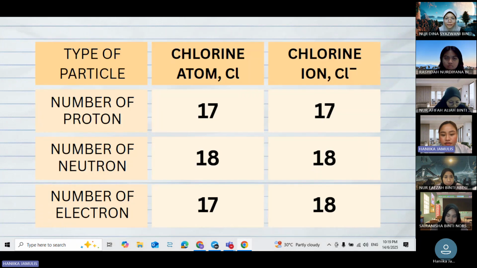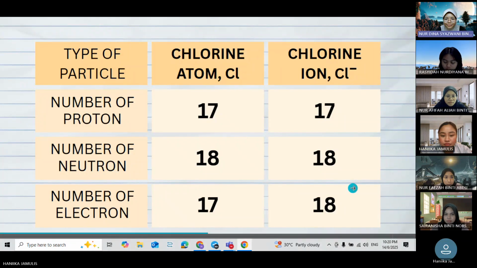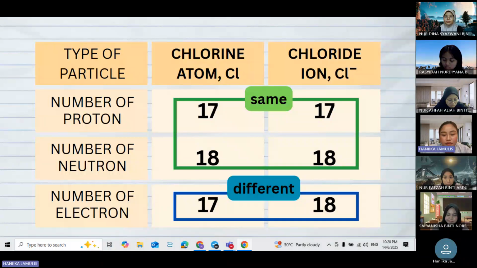Next, from this table, can anyone tell me what is the difference between chlorine atom and chloride ion? The number of electrons is not the same, teacher. Okay, good, Dina. Yes, Dina is right.